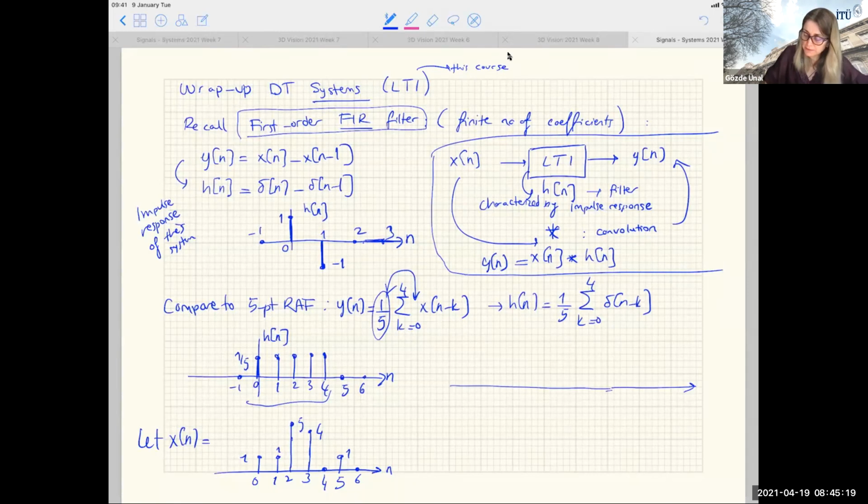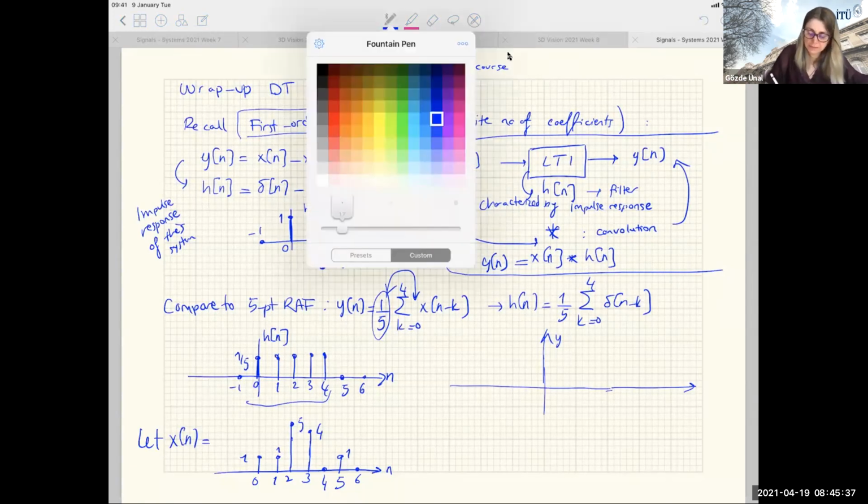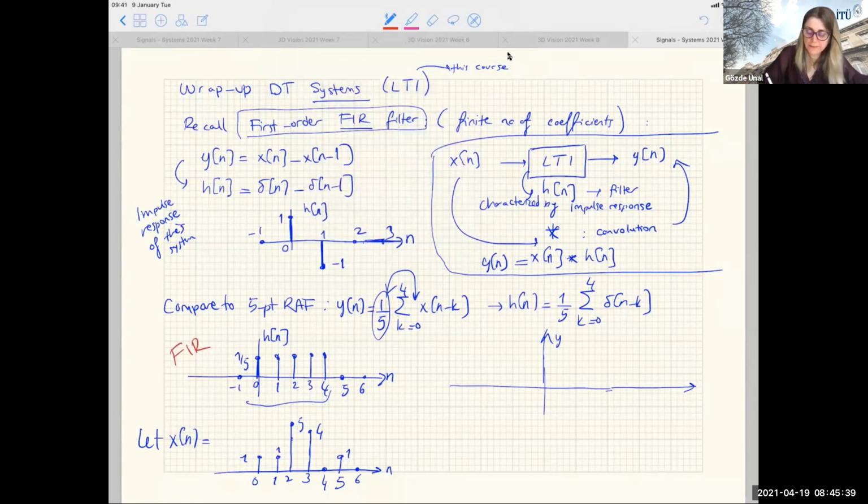Y of n with the FIR filter. So let's say y of n with this first order FIR. This is also FIR, of course. These are both FIR, with a finite number of coefficients. This has 2 filter coefficients. This has 5 filter coefficients. But there is one more fundamental difference between these two filters.